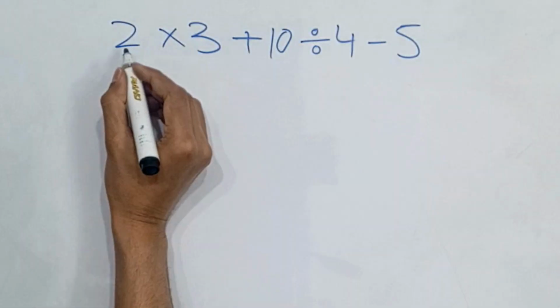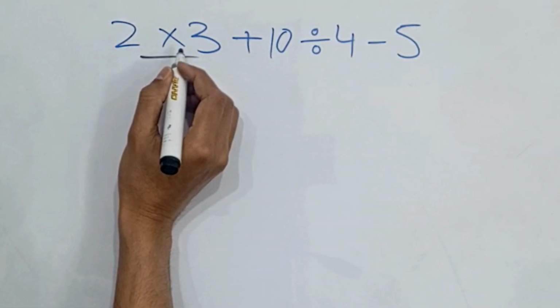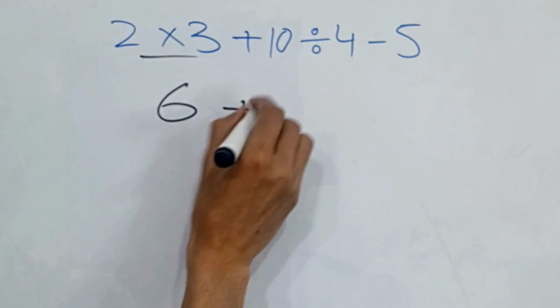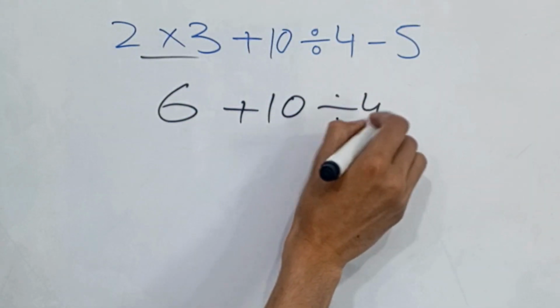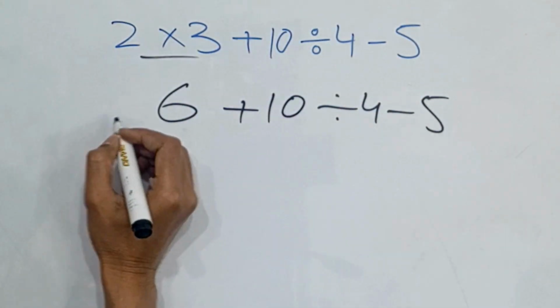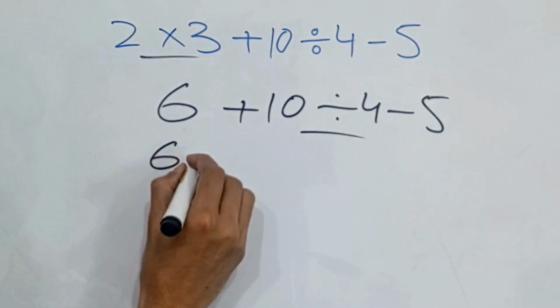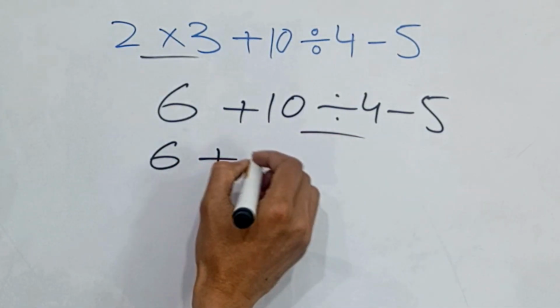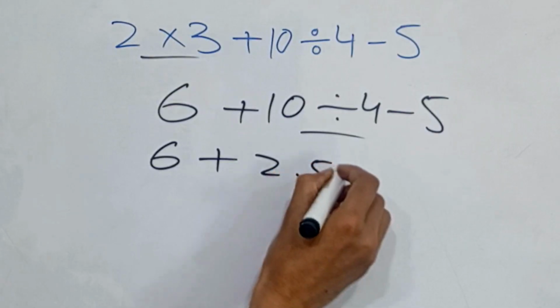Now let's solve this again. Multiply first. 2 times 3 equals 6, right? Plus 10 divided by 4 minus 5, right? Now divide first. 6 plus 10 divided by 4 equals 2.5, right? Minus 5.